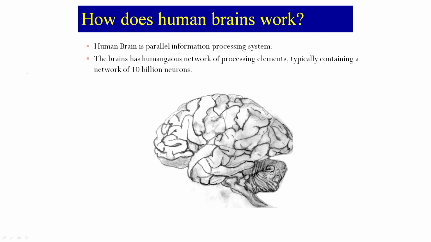Now the question is, since deep learning is based on artificial neural networks, or how our brain works, these slides I have shown you earlier also. A brain is nothing but a parallel computational information processing system. Okay. It has a large network of elements, which are nothing but neurons. There are about 10 billion neurons, and they process the data in parallel.